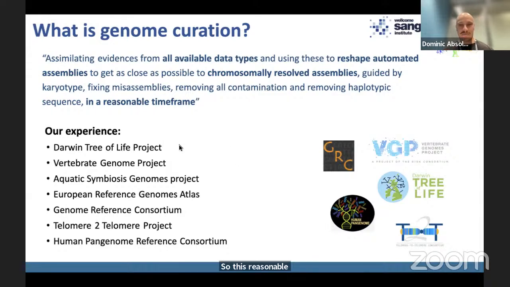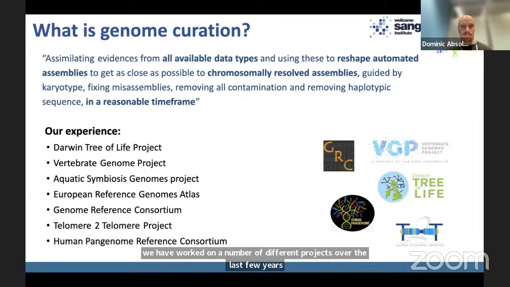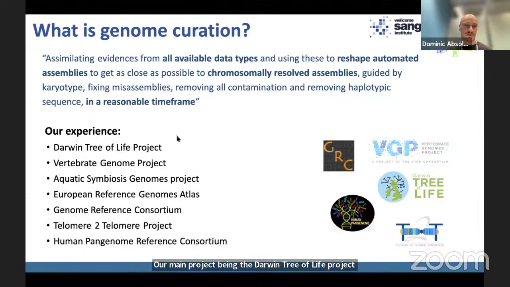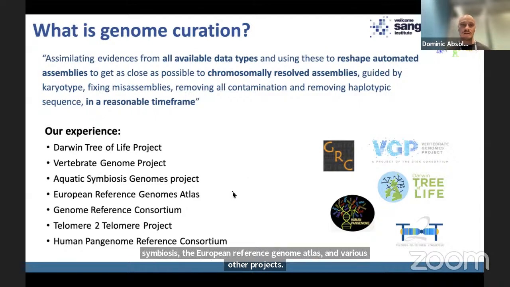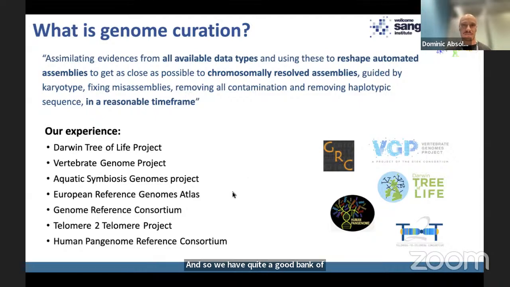So we have worked on a number of different projects over the last few years. Our main project being the Darwin Tree of Life project, for which we're closing in on around 2,000 outputted genomes now. We've also worked on the Vertebrate Genomes Project, Aquatic Symbiosis, the European Reference Genome Atlas, and various other projects. So we have quite a good bank of knowledge on doing manual curations now.